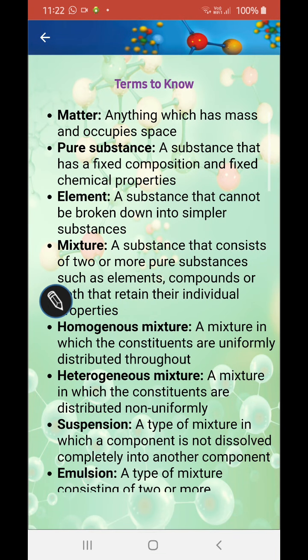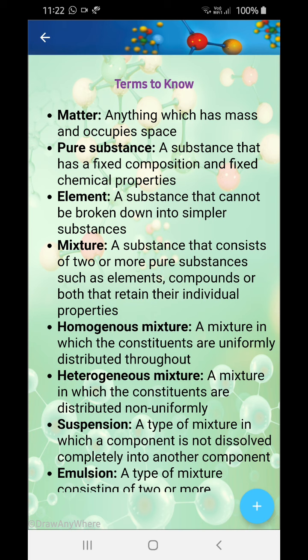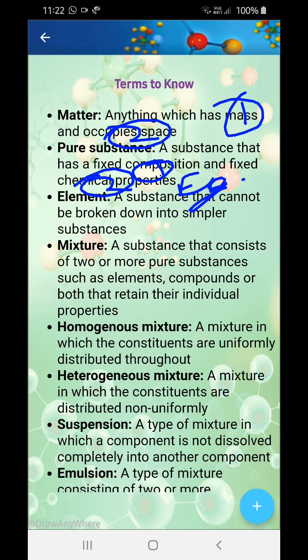First of all, we have some important terms that we must know about. The first one is matter. It has mass and occupies space. Next is pure substances, a substance that has a fixed composition and fixed chemical properties. These are all properties of a pure substance. You can give the example as water or gold. These are all pure substances.